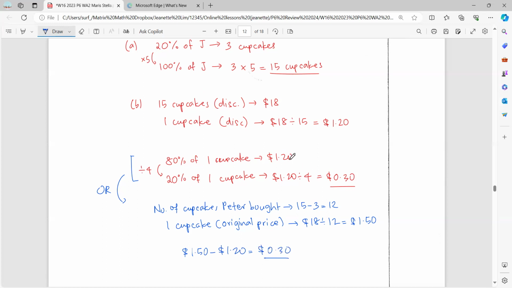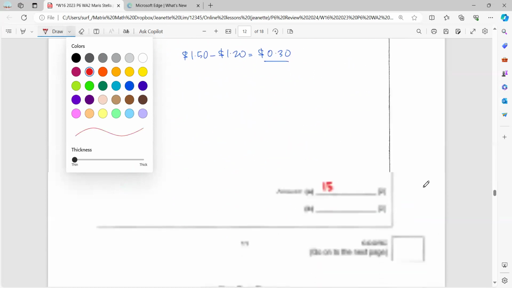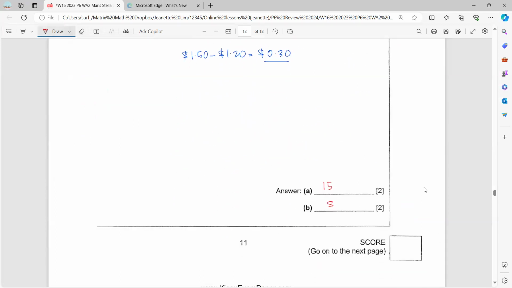Okay, so you can choose the one in red, these two lines, or the one in blue, whichever you understand better, okay? But if you understand both, that's great. So you just use either one method. So answer for part B, the discount for each cupcake is 30 cents.